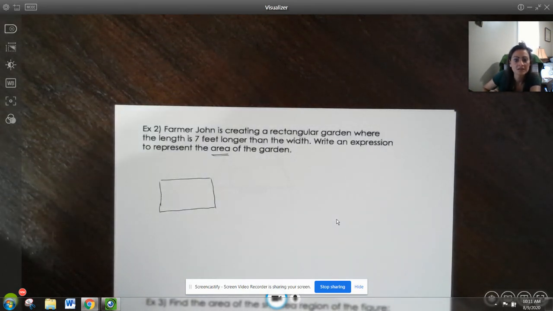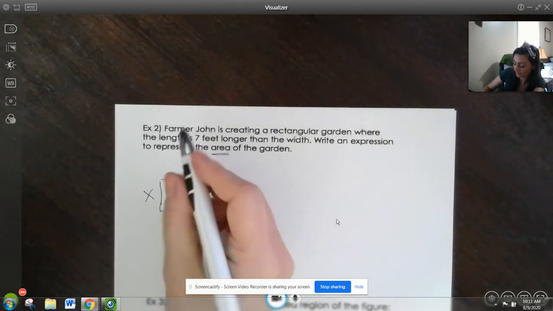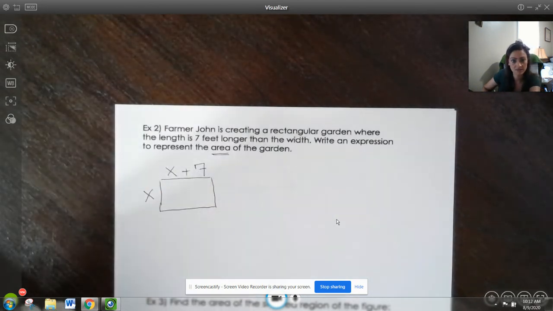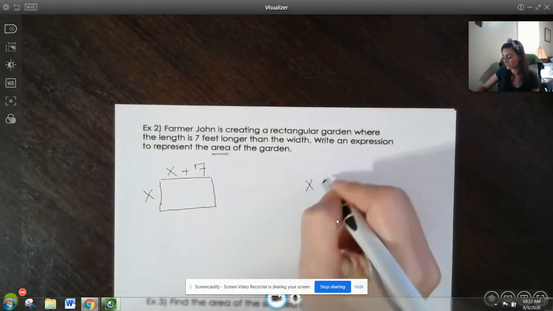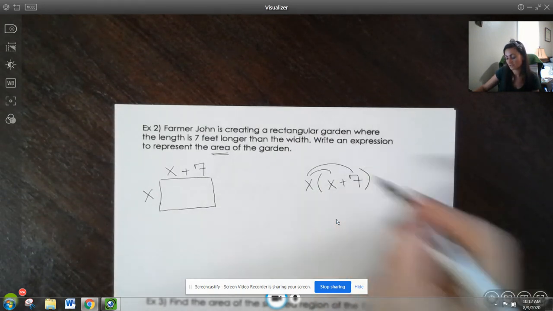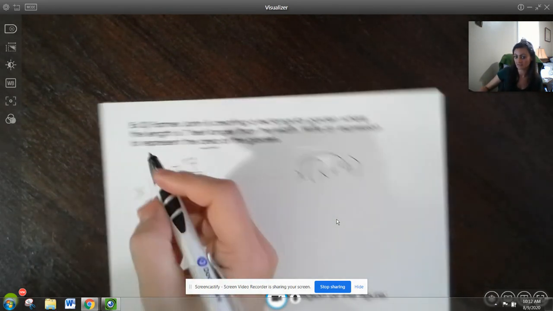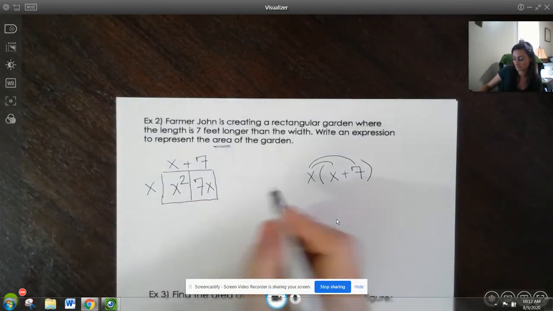So the width is where I'm going to define x. And then the length is 7 feet longer, so that will be x plus 7. You can do the box method, always an option. You could also choose to rewrite it like this and distribute x to both pieces. Either way, you're going to end up with the exact same answer, which will be x squared plus 7x.